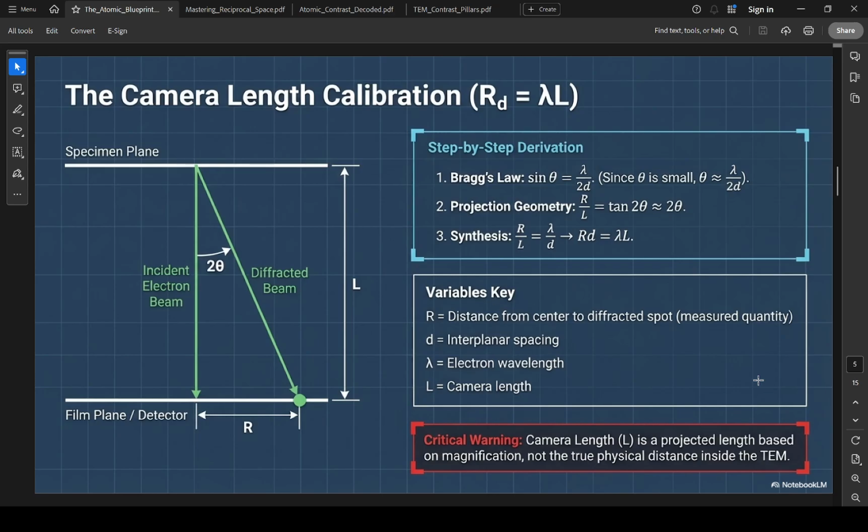One warning. The camera length is a projected length that depends on the magnification, and it is not the true physical length inside the TEM. So it is not the actual length between the specimen plane and the detector. It will be based on magnification, and the length will be scaled accordingly.